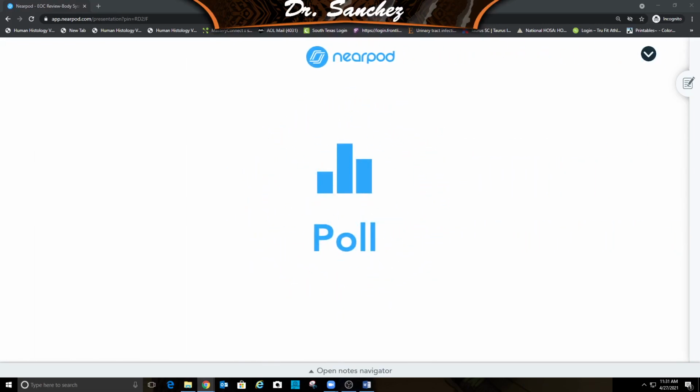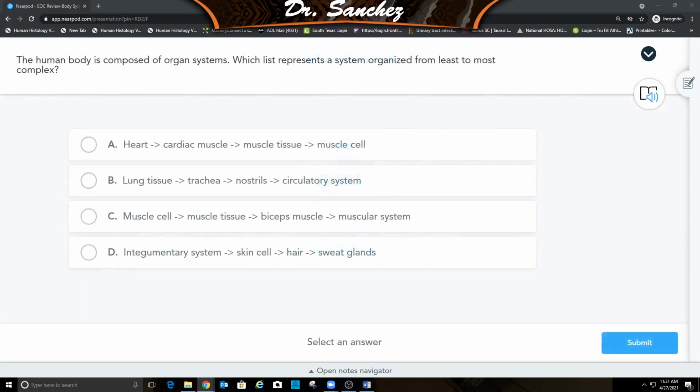The human body is composed of organ systems. Which list represents a system organized from the least to the most complex? So, this is an easy answer. It doesn't mean it's going to be this simple on your EOC. But what is the smallest living organism from your body? A cell. First of all, which is the only one here that starts with a cell as the first one from least? C. So we kind of know the answer already, but let's just break it down so we ensure it. You get a bunch of cells put together and it gives you what?